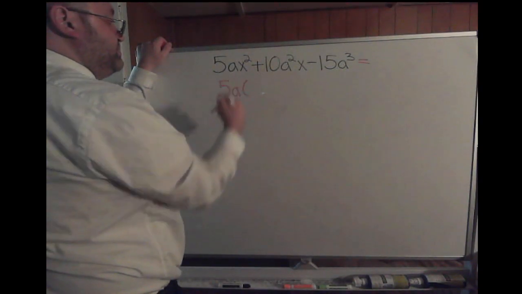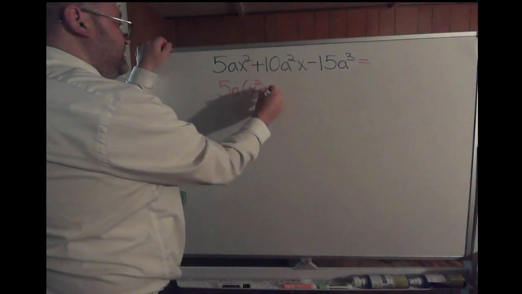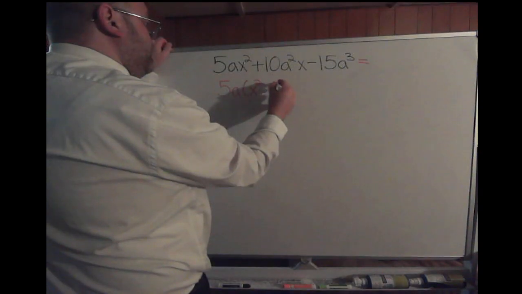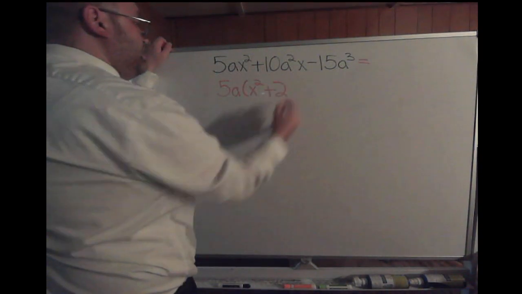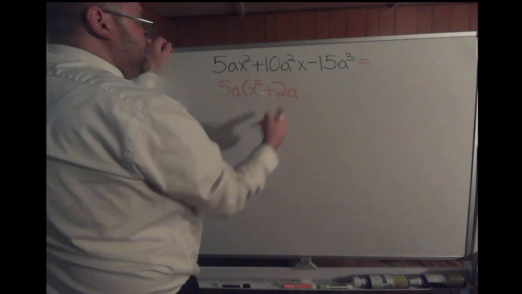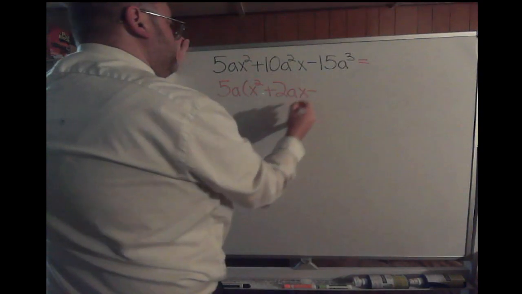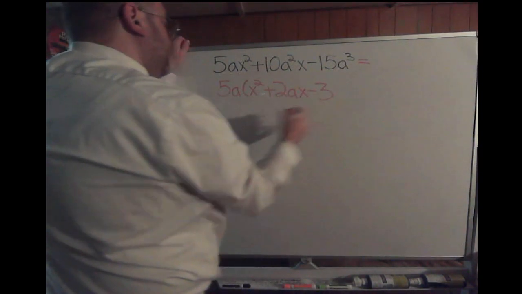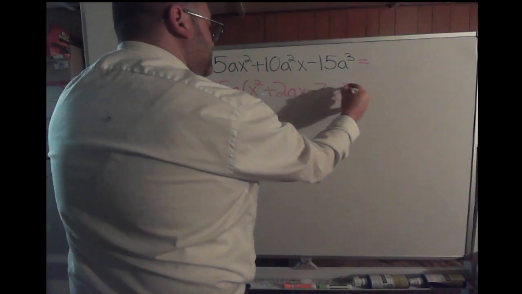1 times what equals x squared? Just x squared. Plus, we got 5 times what equals 10? Well, that'd be 2. A times what equals a squared? That'd be a. 1 times what equals x? That'd be x. Minus, we got 5 times what equals 15? That'd be 3. A times what equals a to the third? Well, that'd be a to the second.